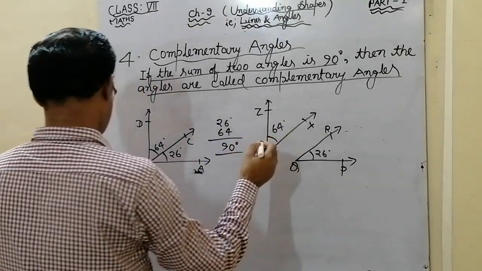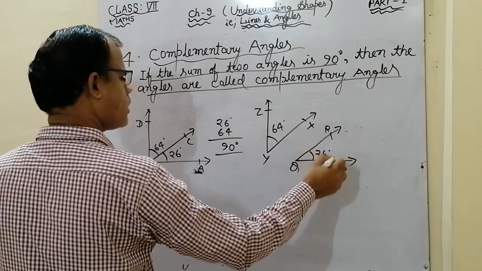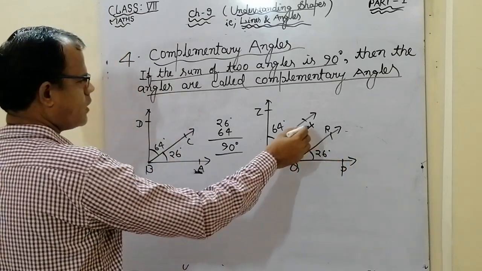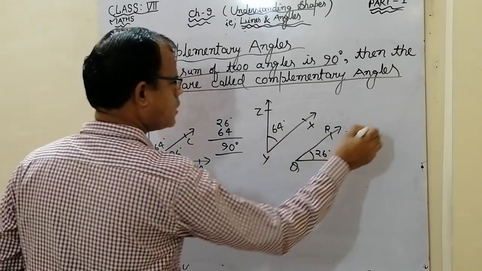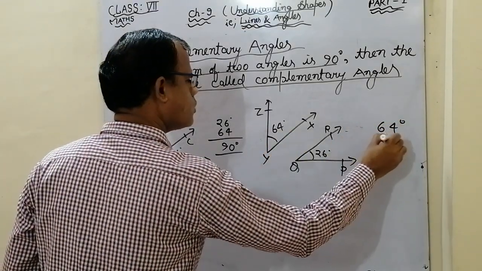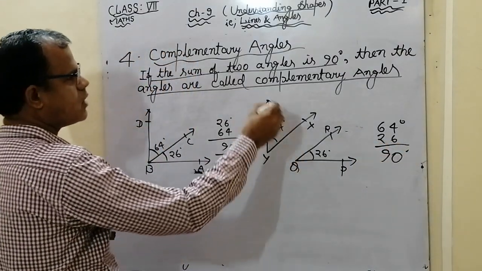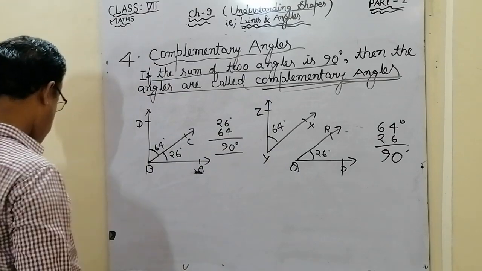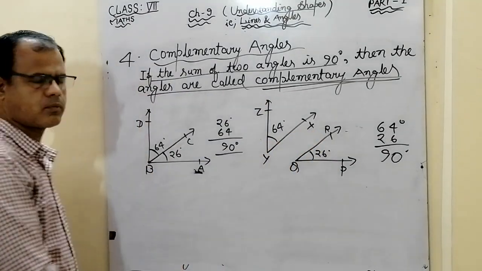Now look here, angle PQR is 26 degrees and angle XYZ is 64 degrees. So obviously, when we add 64 degrees and 26 degrees, it becomes 90 degrees. So this figure shows complementary angles, but they are not adjacent angles.